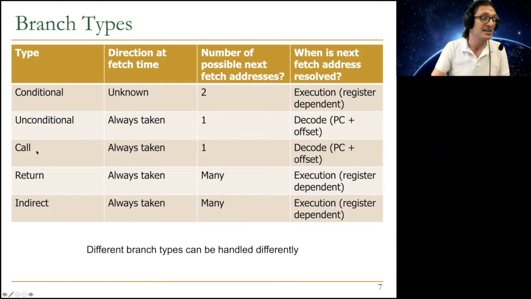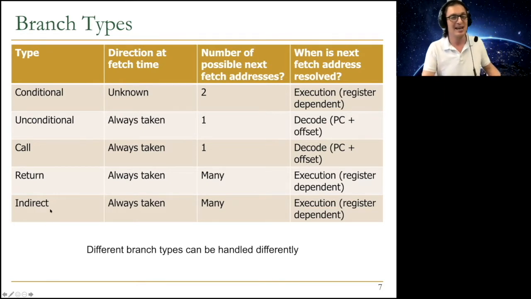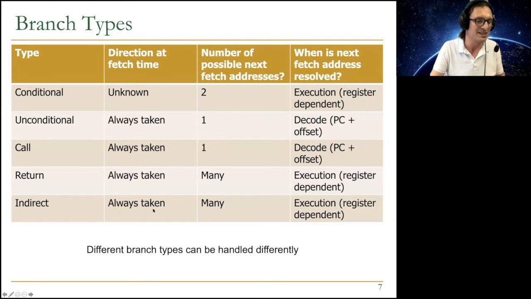Usually in ISAs, you don't have conditional indirect branches. If you had a combination of conditional and indirect, then it's not always taken, and even the direction would be unknown over here, right? But usually you don't have that in existing ISAs that we have. But we're going to tackle the conditional branches mainly in this lecture. And if we have time at the end of next lecture, we may cover some of these other ones.